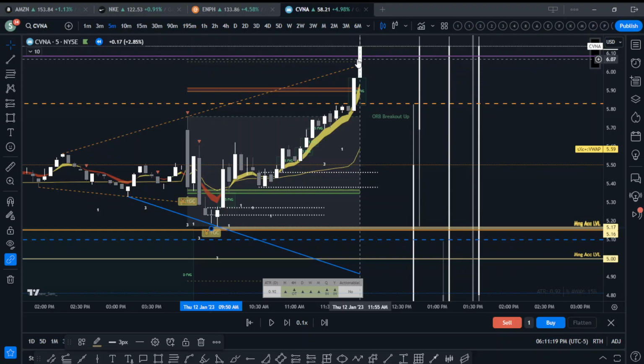If I'm understanding your question correctly, do you use the same EMA crossovers? Yes. So I use the 5 and the 8 no matter what time frame.